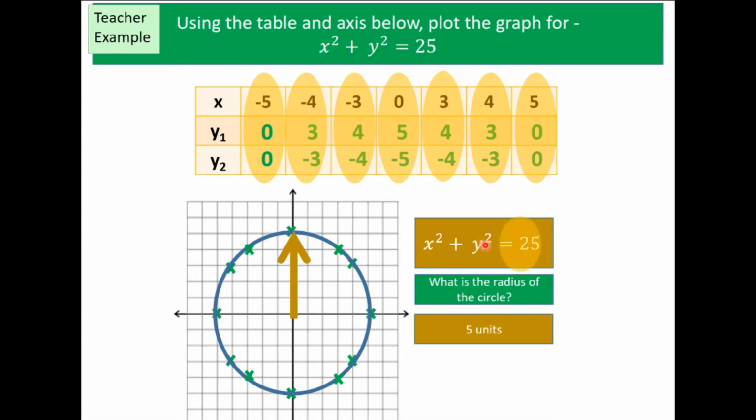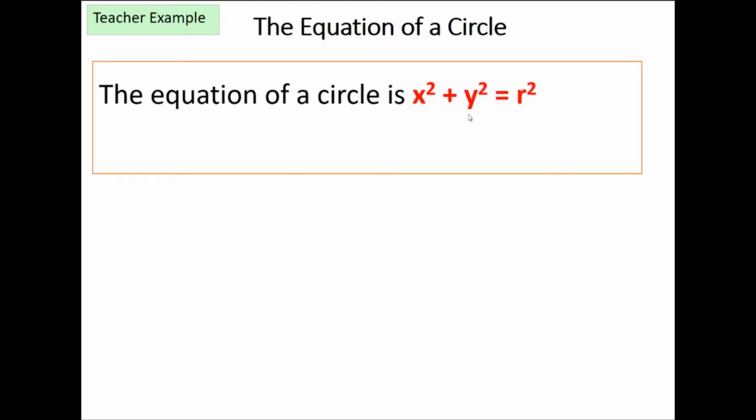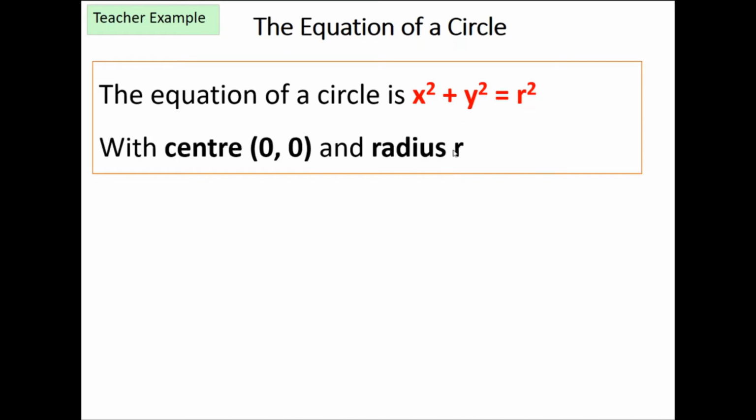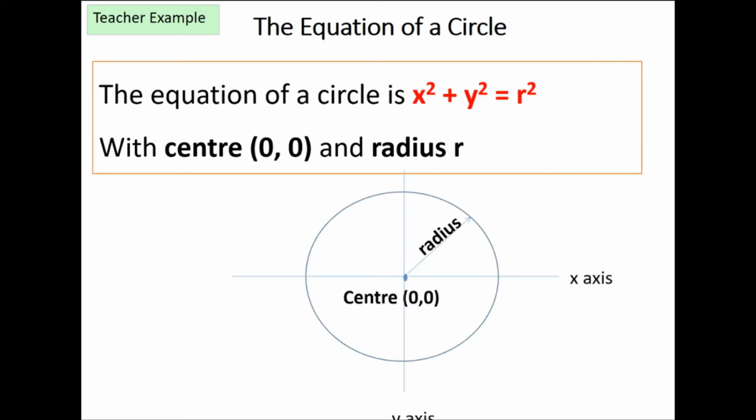Now, if I compare the equation that we started off with and look at the radius, what can you say about the radius? Well, the radius is going to be the square root of this. So from this first example, we can now say that the equation of the circle will follow this format: x squared plus y squared equals r squared, where r on its own is the radius. With this equation, the center of the circle will be at 0, 0. So it will look something like this on a diagram.